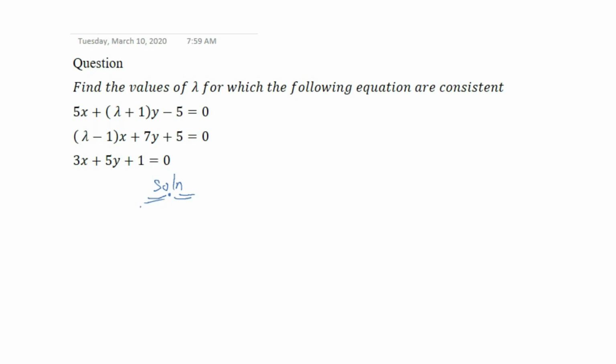Solution. So looking at this question, we are going to be using matrix method to find the value of our lambda. So converting our equation into matrix, from the first equation we are going to have 5, open bracket lambda plus 1. The third element will be minus 5. This is for column 1. The second column, the first element of the second column will be open bracket lambda minus 1. The second element is plus 7. The third element is 5. Then for the last equation, we are going to be having 3. The second element is 5. And the last element is 1. So these are the elements of our matrix.